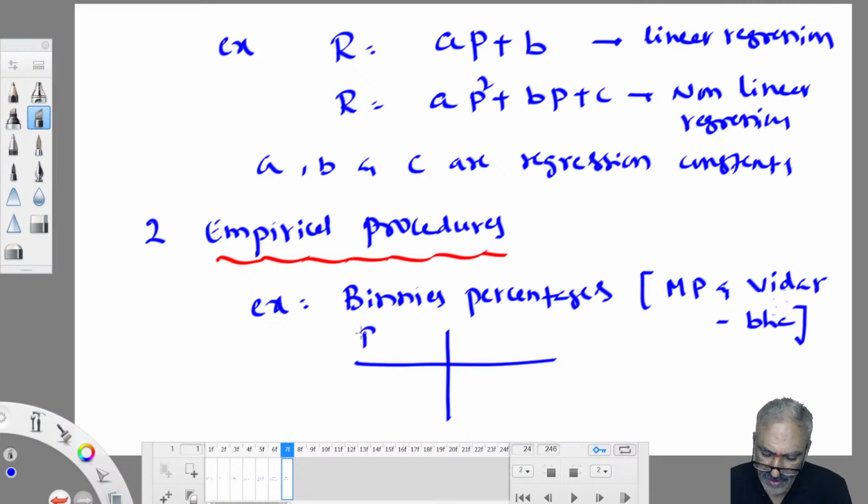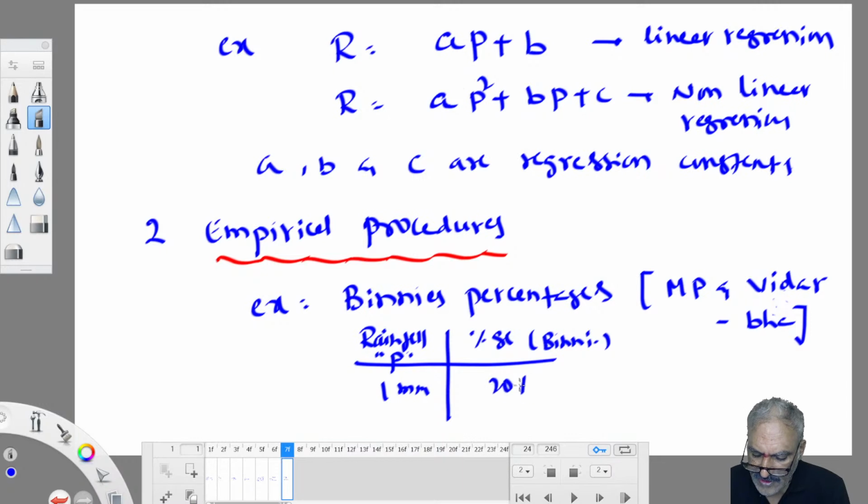So know the rainfall P. The percentage of rainfall converted into runoff is Binny's percentage. Example I am giving: for 1 mm rainfall, maybe 20% of rainfall is converted into runoff. For 2 mm rainfall, maybe 30%. Like that, for different magnitudes of rainfall, Binny developed different percentages with his own work for catchments in Madhya Pradesh and Vidarbha region. But the procedure is true only for that area. Elsewhere you cannot use it.